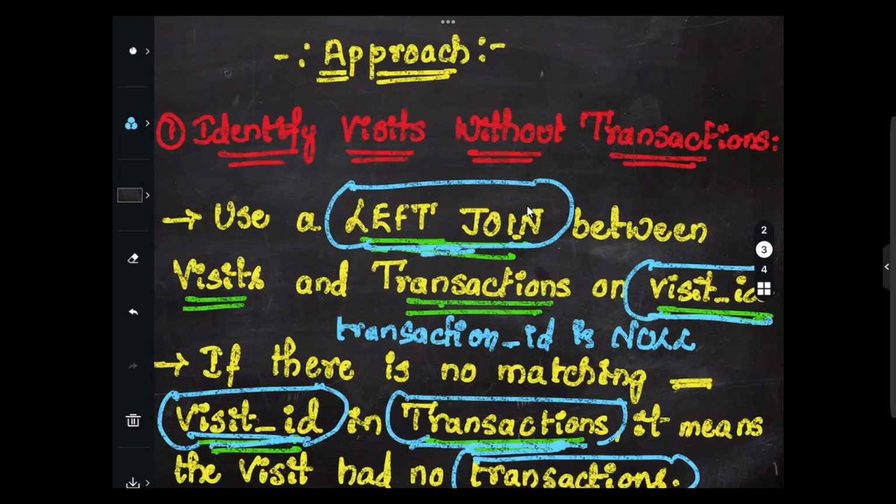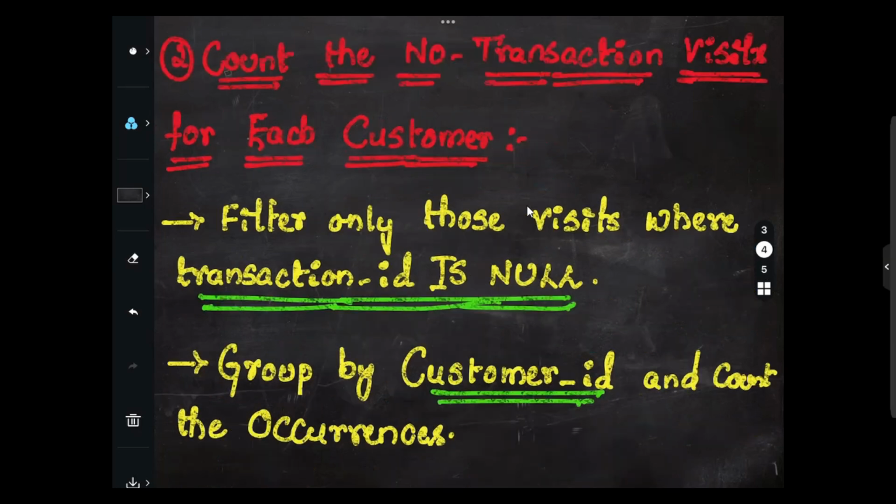Just keep in mind we'll be making use of the left join between visits and transactions on visit ID. So if there is no matching visit ID in transactions, it means the visit had no transaction. In this case, the transaction ID is null. So that's what we'll be doing here.